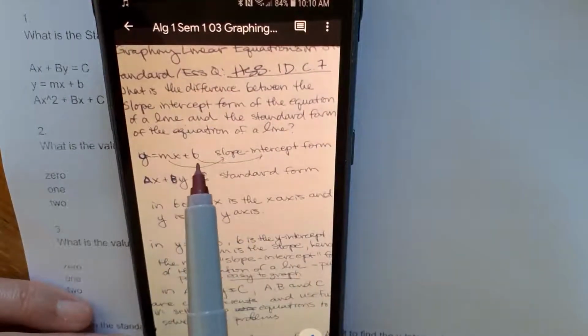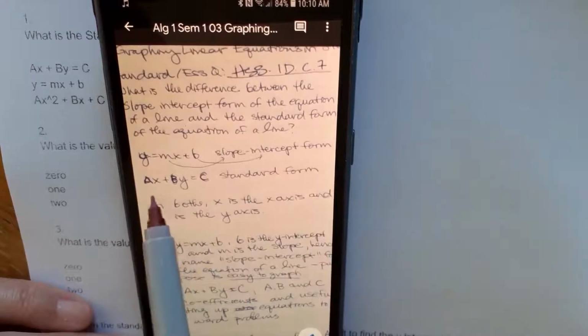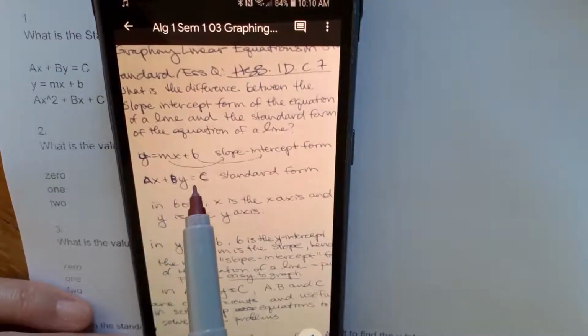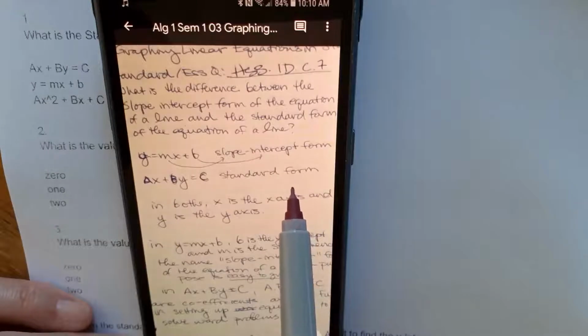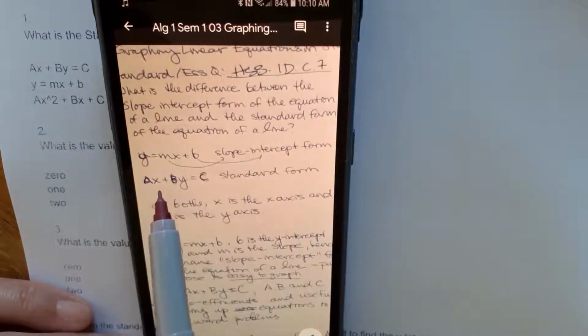So y equals mx plus b is the slope-intercept form of the line. ax plus by equals c is the standard form. So this is graphing linears in standard form. We're going to be dealing with this ax plus by equals c format of the line, and we'll show you how to convert these back and forth. It shows you down here in the notes.